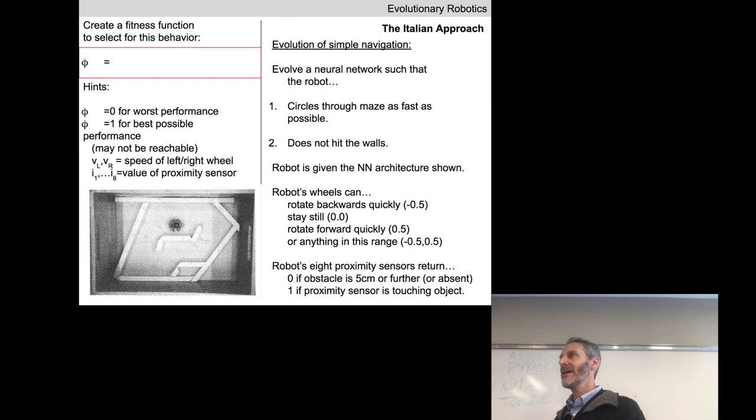As I mentioned, the researchers could cheat and use the X and Y and alpha from the laser. In this case, they tried to keep things simple, and they wanted to just use these 10 numbers, which the robot also has. We want the robot to go through the maze as quickly as possible. We don't want it to spin in place. We don't want it to crash into obstacles. So a couple of things we want and a couple of things we don't want.